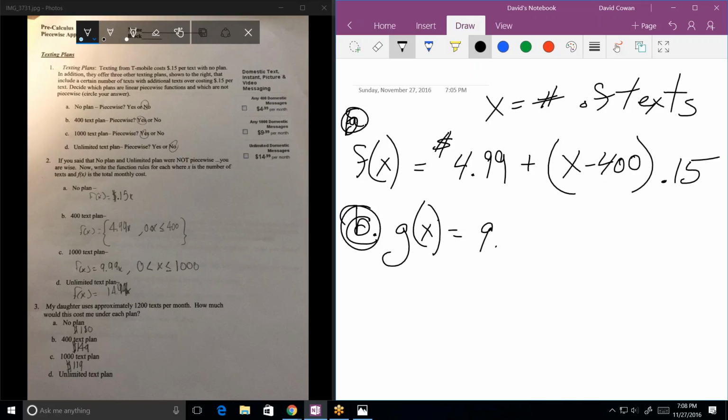9.99 plus x minus 1,000 times 0.15. Yeah, I'm in the habit of leaving that initial 0 off, only because it serves no purpose. I've never been able to see the purpose of it.